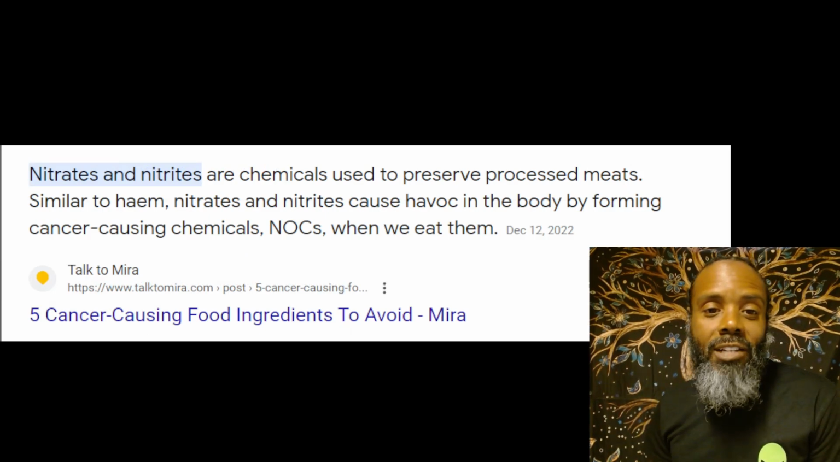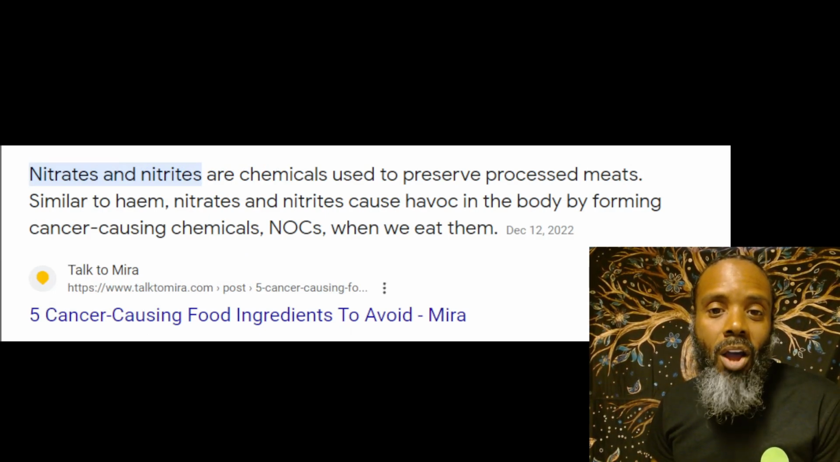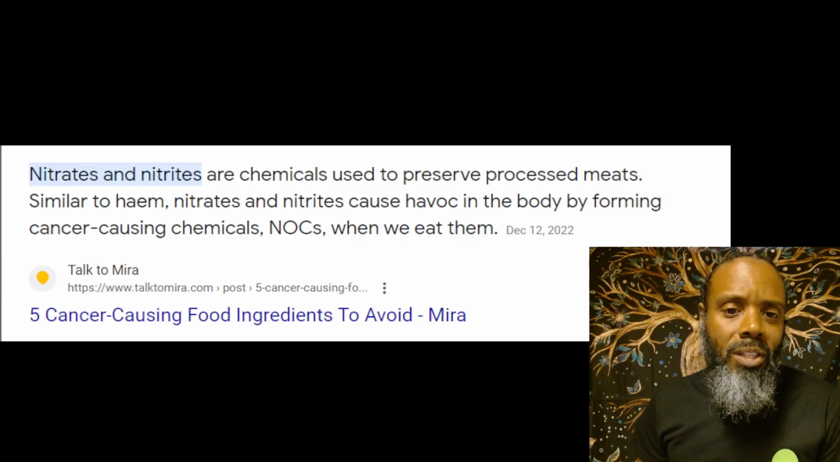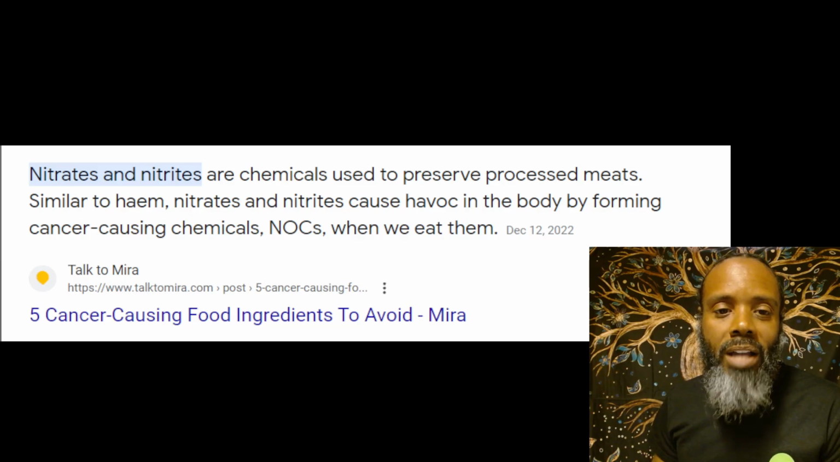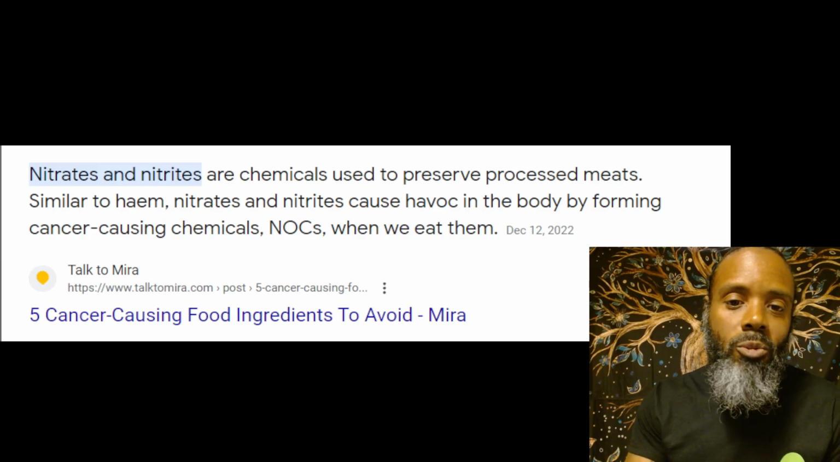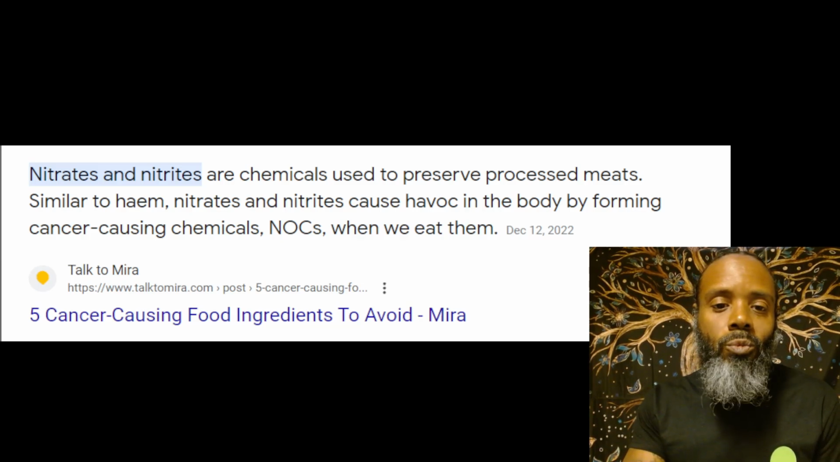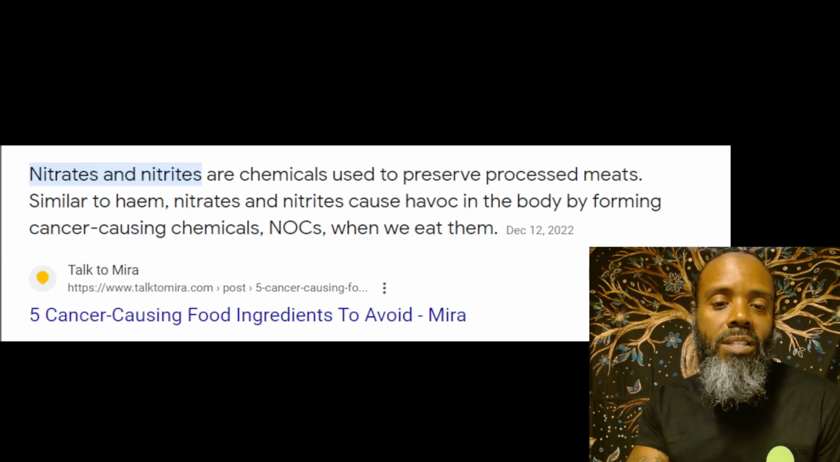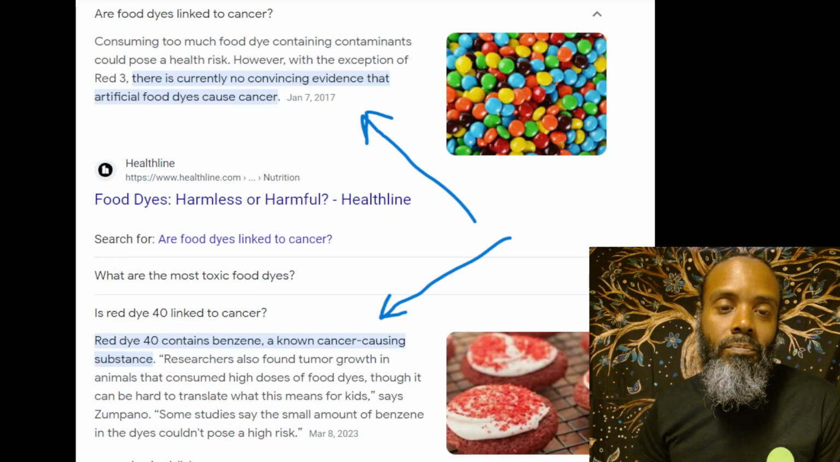Moving right along, nitrates and nitrites are chemicals used to preserve processed meats. Nitrates and nitrites cause havoc in the body by forming cancer-causing chemicals, NOCs, when we eat them. I don't know what NOCs are, I didn't look it up, but nitrates and nitrites, it's in all your meats. All of them.